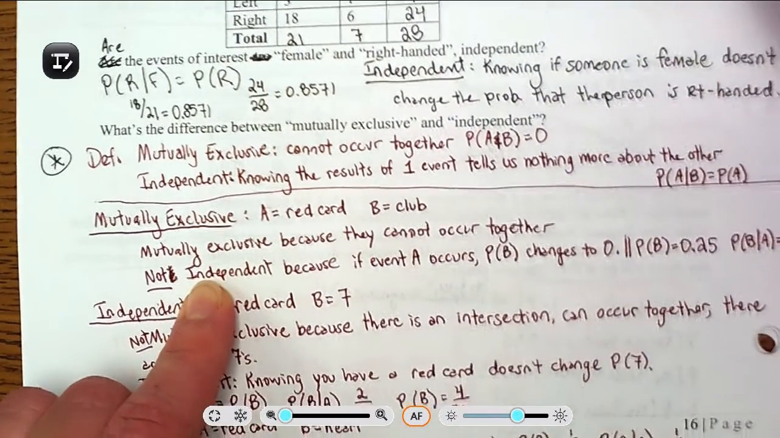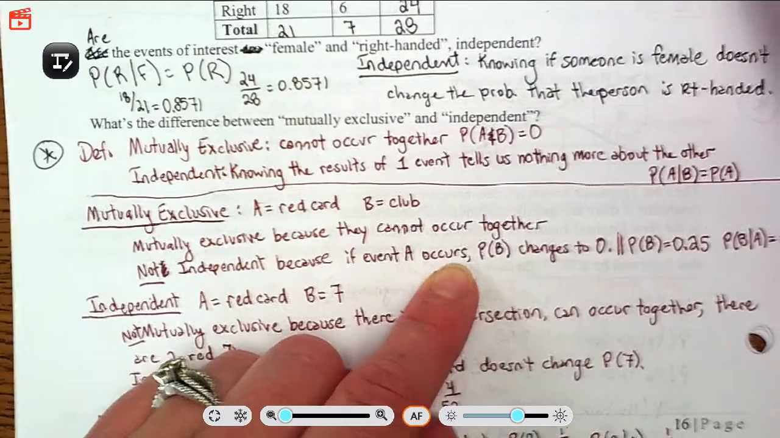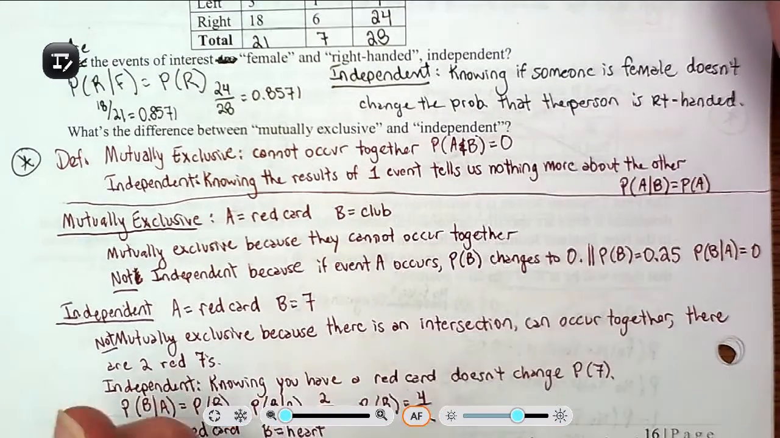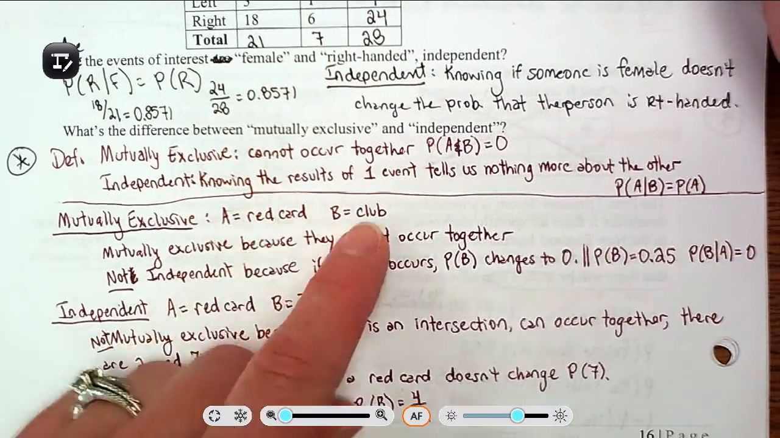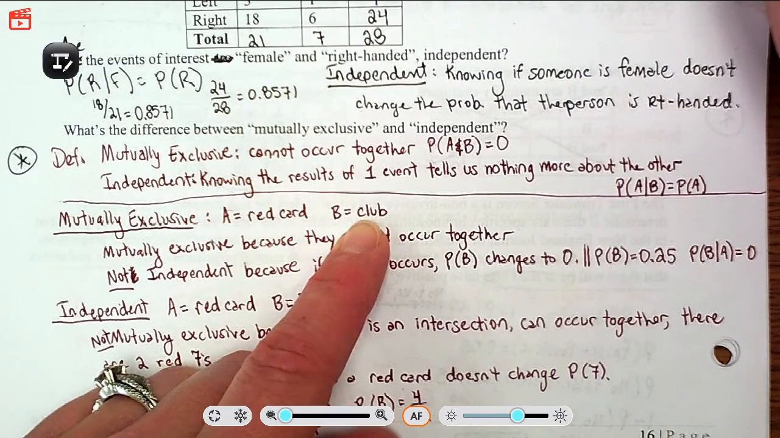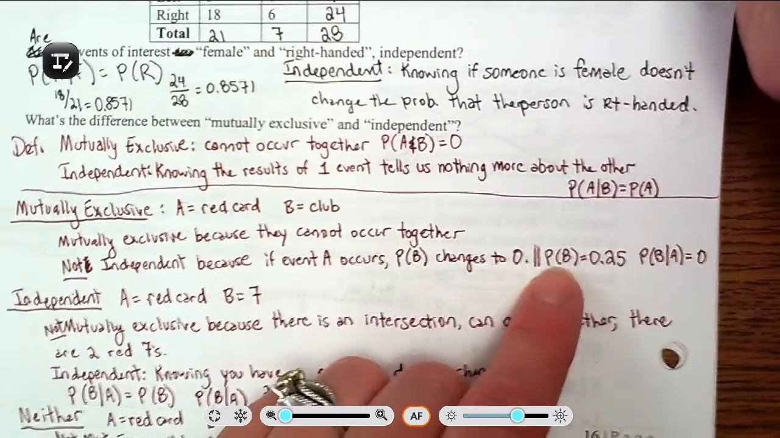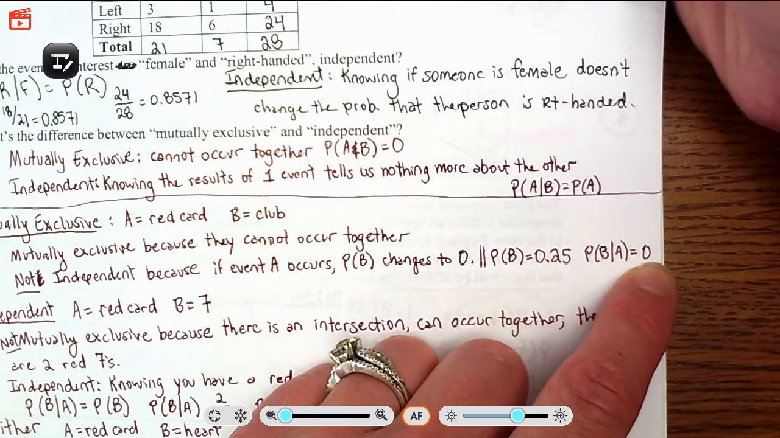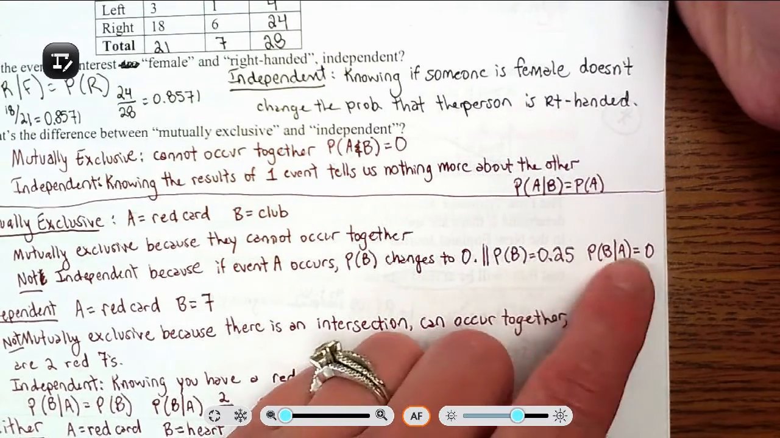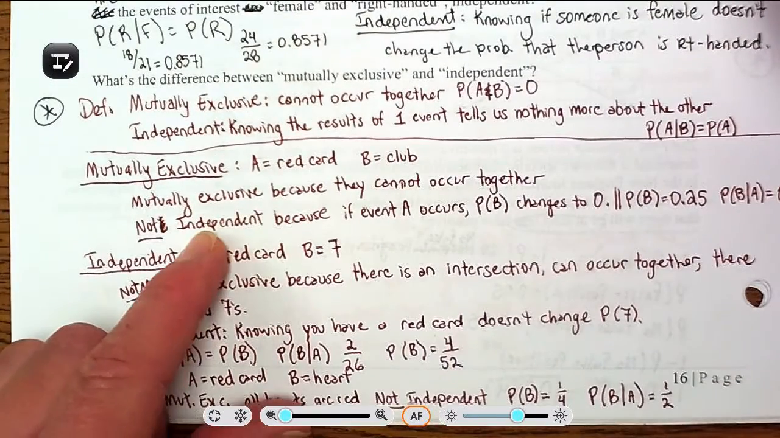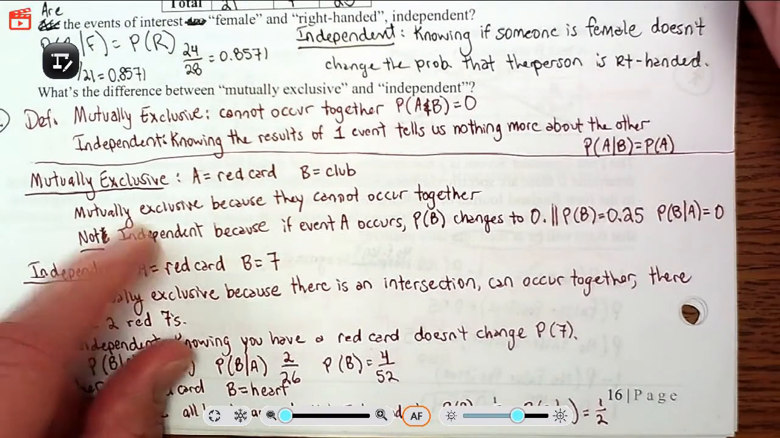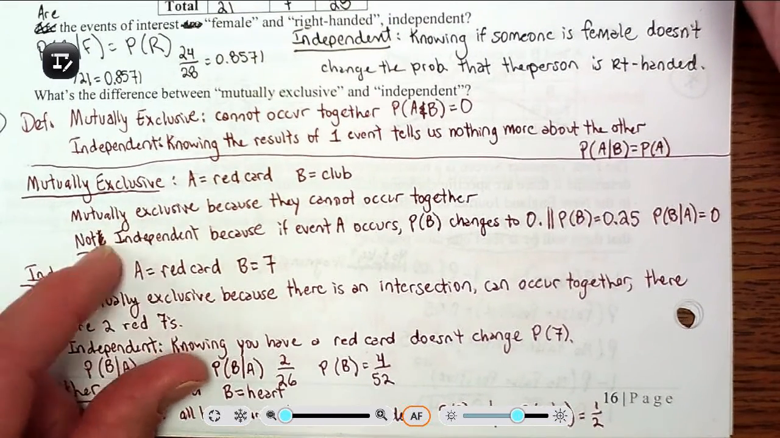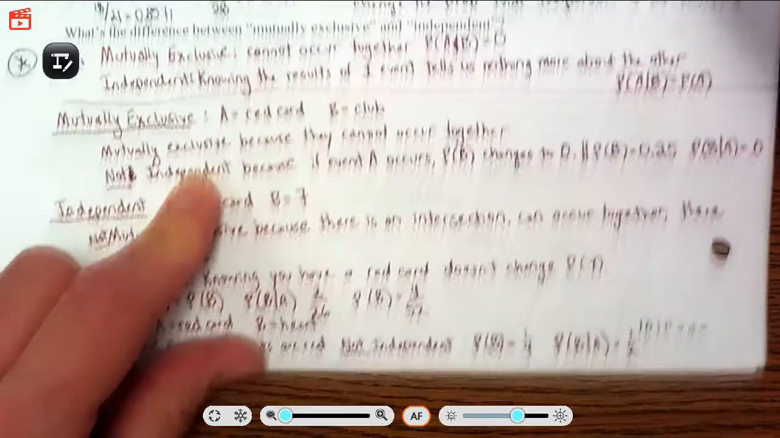They are not independent, however, because if event A occurs, the probability of B changes to 0. So if you draw a card and it's a red card, the probability that it's also a club is 0. Okay, so the probability of B is 0.25, but the probability of B given A is 0. They are not equal, so they are not independent events. Okay, but they are mutually exclusive events. So we have yes, mutually exclusive, no to independent.